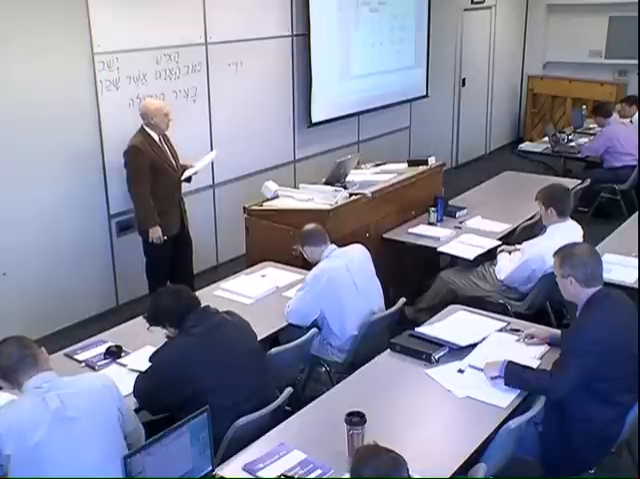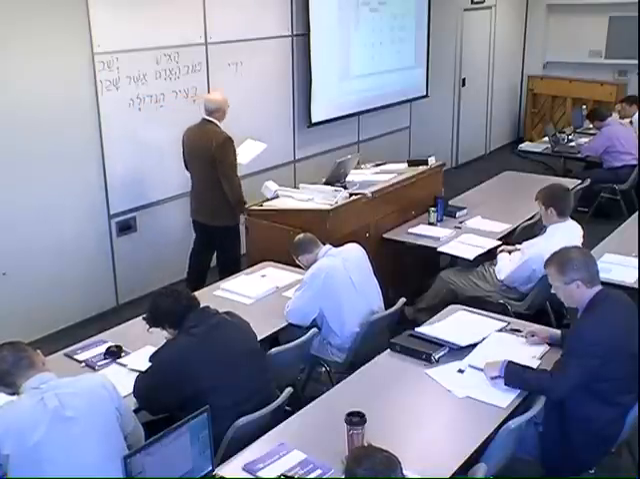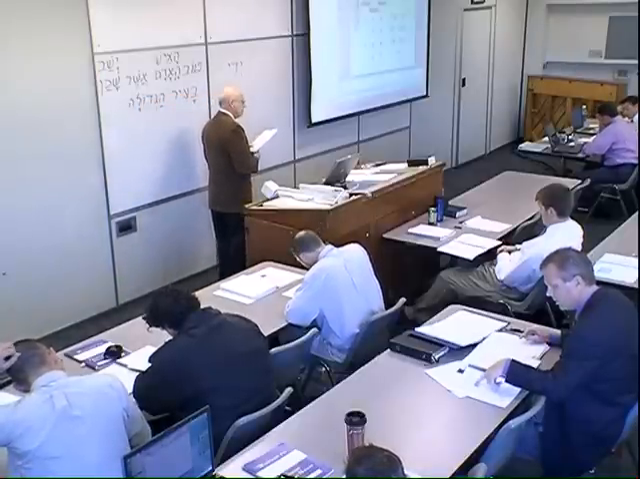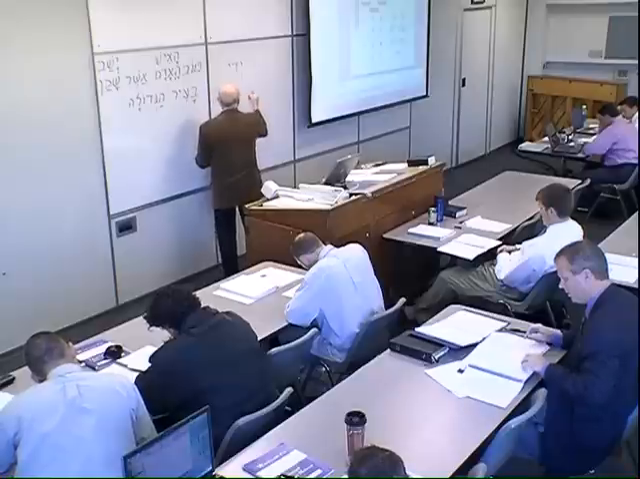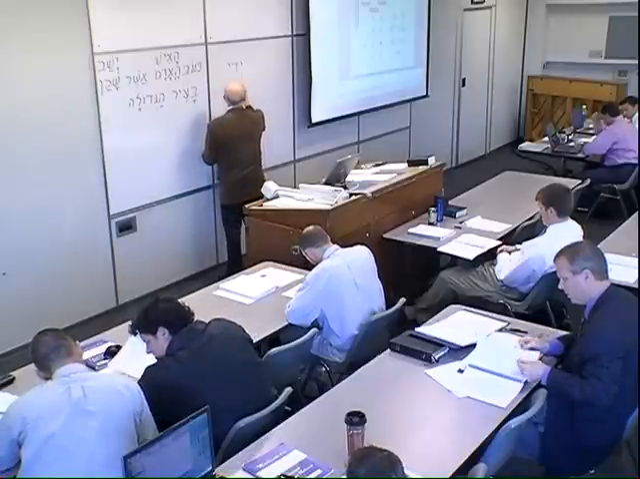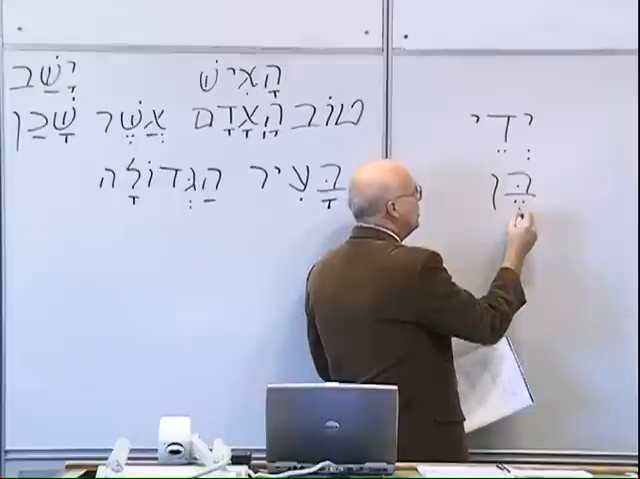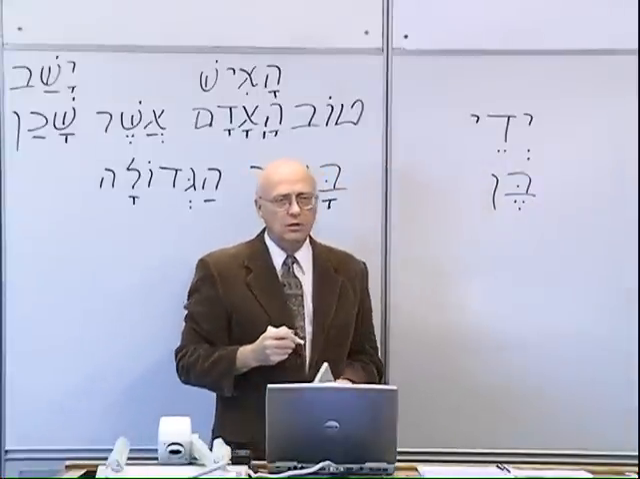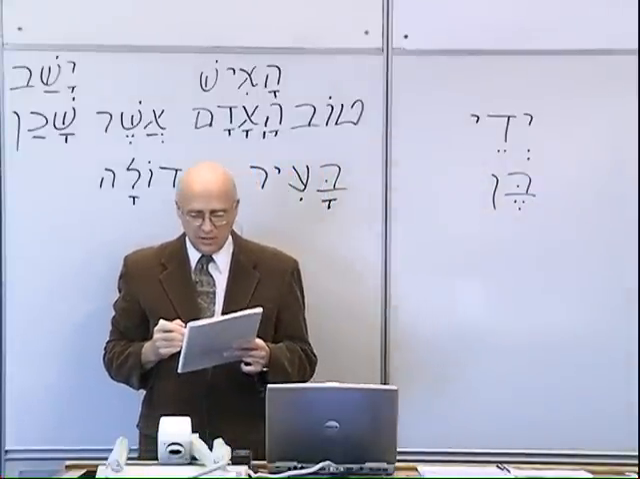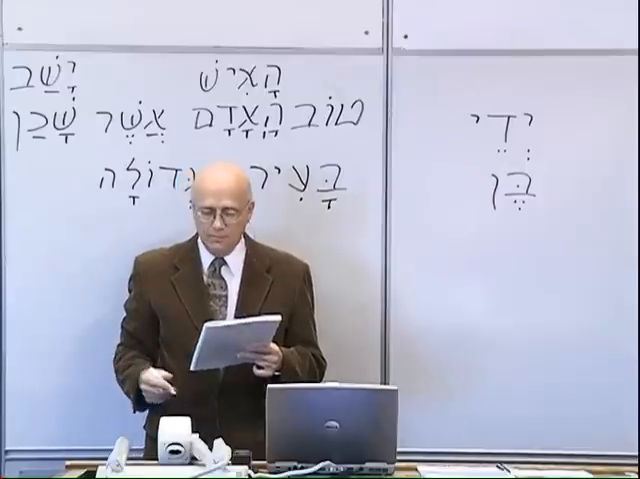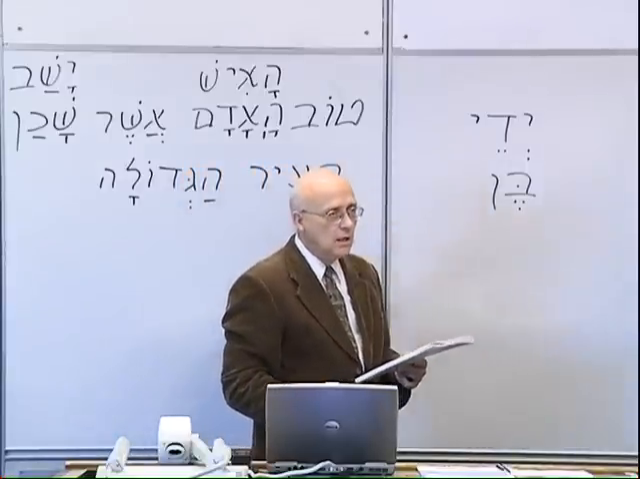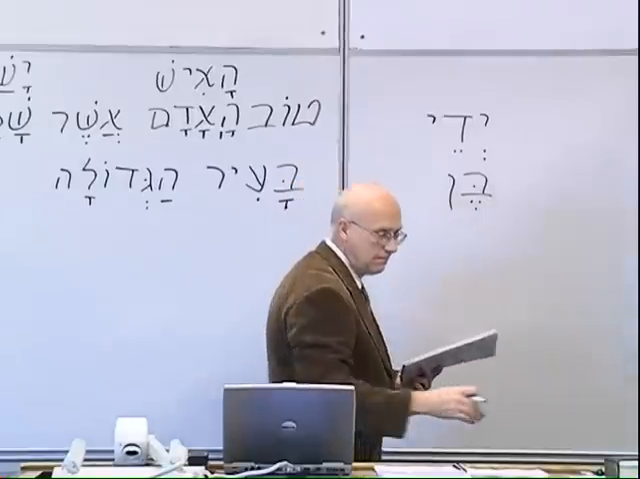Okay? Number 4, George? It's Ben. Ben. The tsere becomes a segol. Ben. All right?